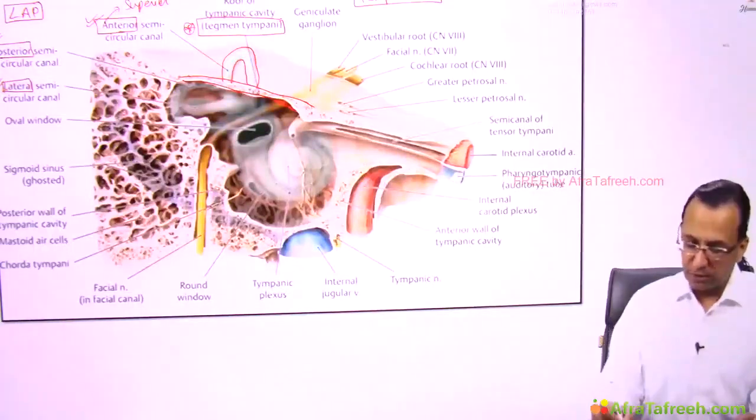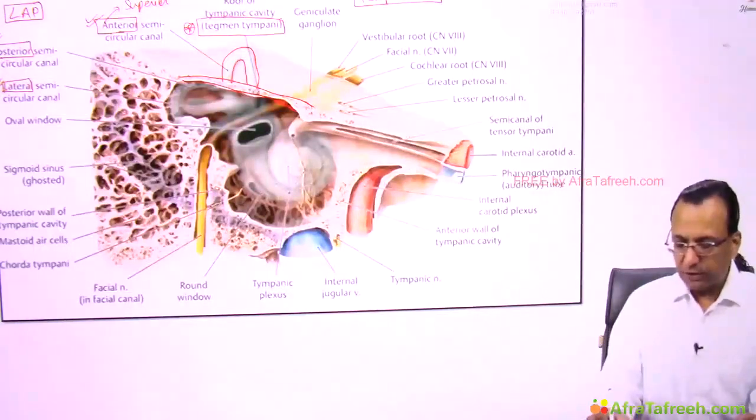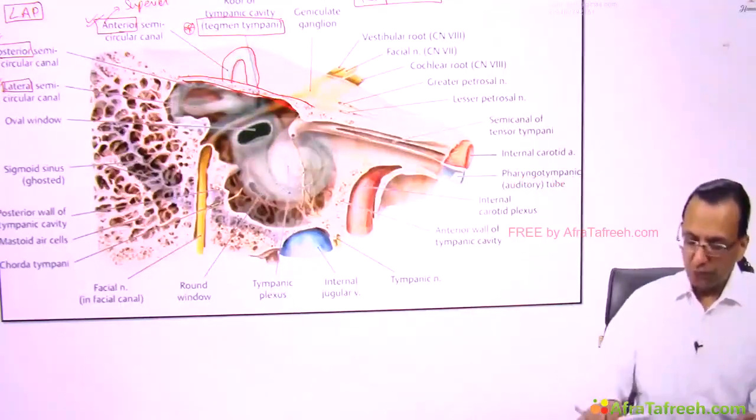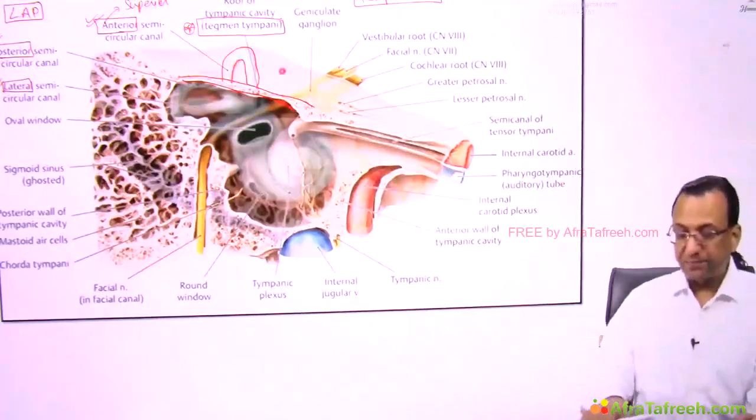This comes as a question: arcuate eminence. So where do you see arcuate eminence? It is at the floor of the cranial cavity.